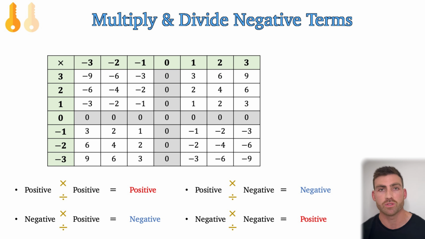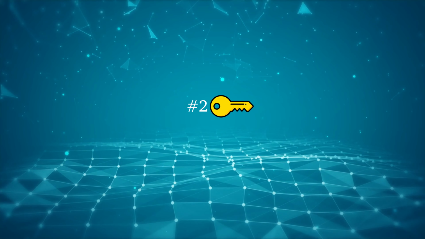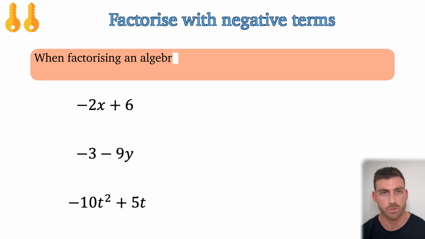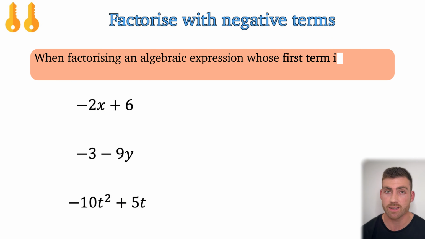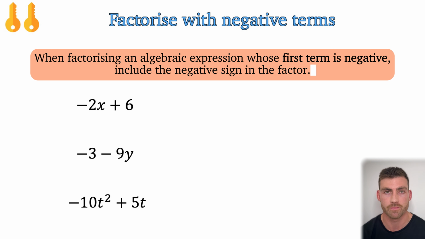Now that we know the skills needed to complete the lesson, let's learn the critical adjustment that is needed in the second key. Here you'll learn the key adjustment needed to factorize expressions with negative terms. These are the style of problems you will see. Notice how in all these algebraic expressions, the first term is negative. When factoring an algebraic expression whose first term is negative, include the negative sign in the highest common factor.